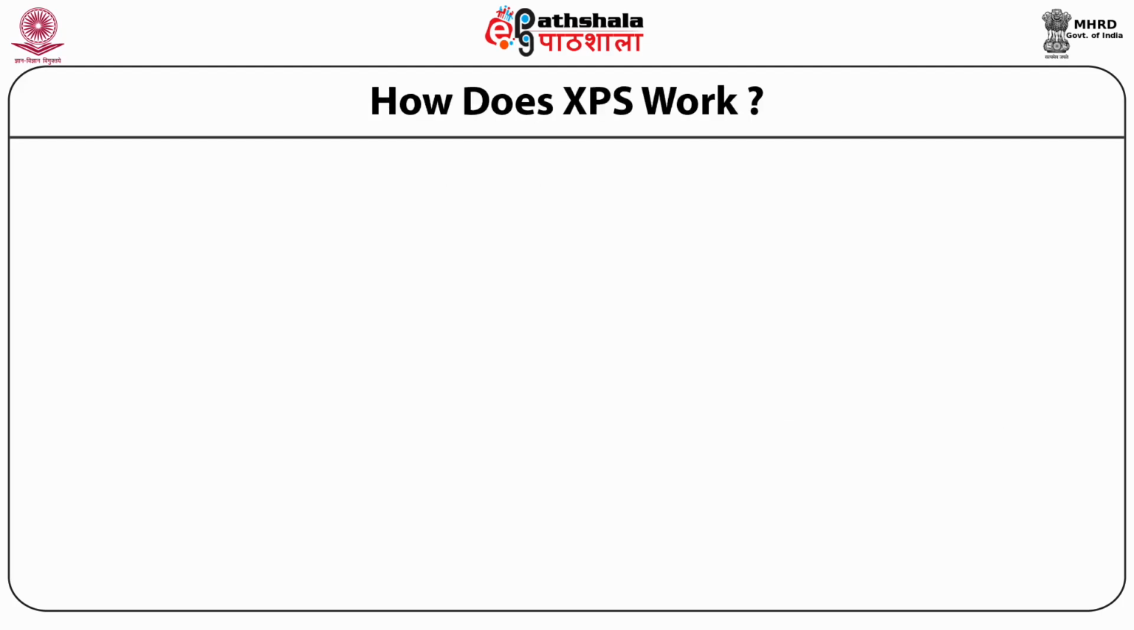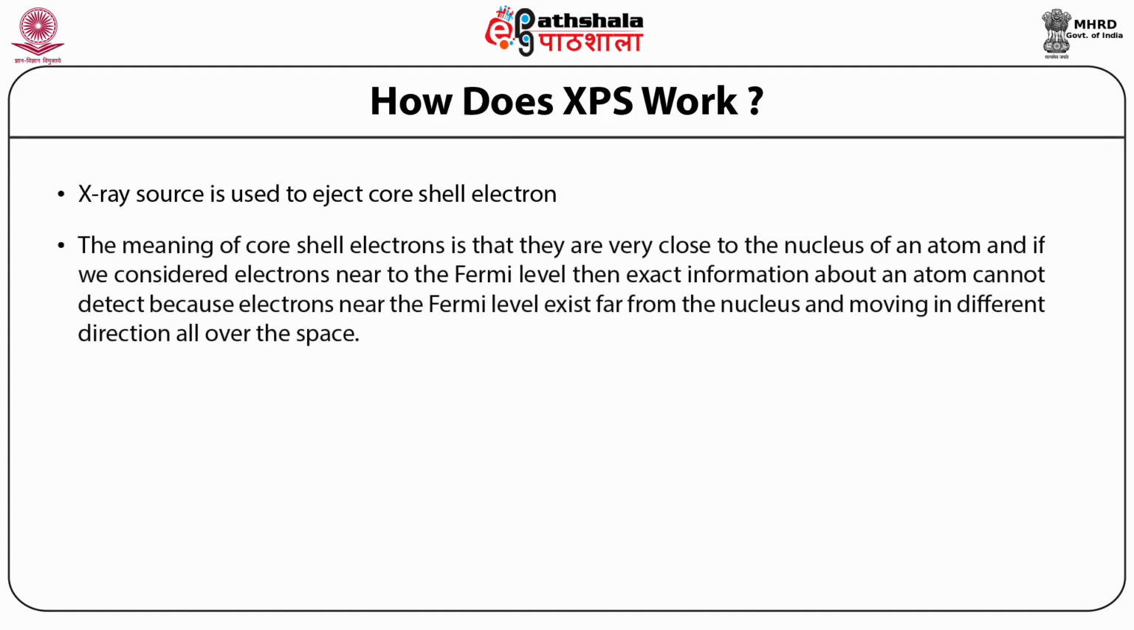How does XPS work? So now we will discuss how XPS works. An X-ray source is used to eject core shell electrons. The meaning of core shell electrons is that they are very close to the nucleus of an atom, and if we consider electrons near the Fermi level, then exact information about the atom cannot be detected because electrons near the Fermi level exist far from the nucleus and move in different directions all over the space.